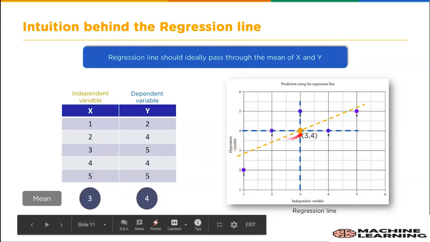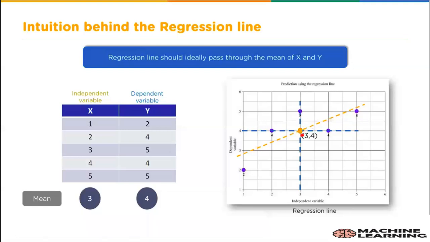So what happened? The expected line, shown in the yellow line, passes through 3 comma 4. But the question is this: how to calculate the m and c values?